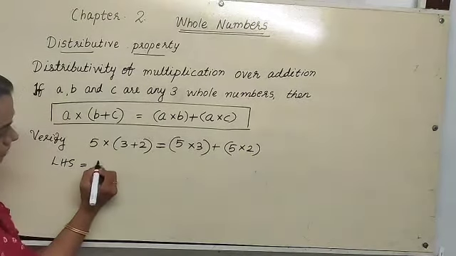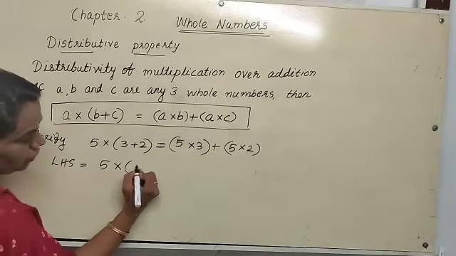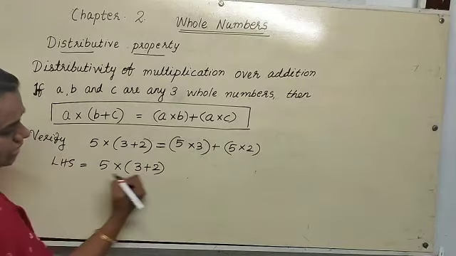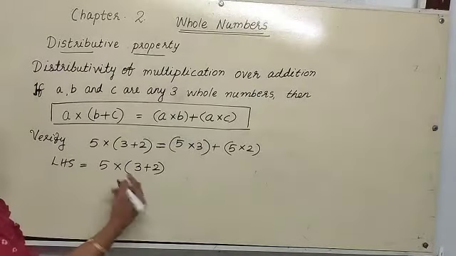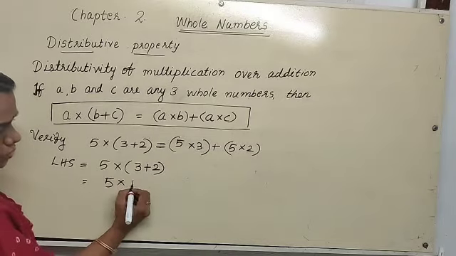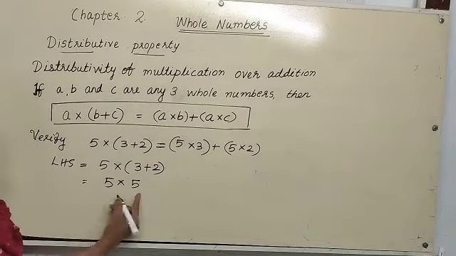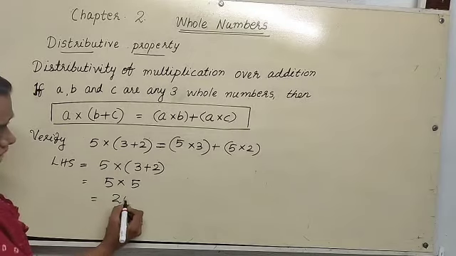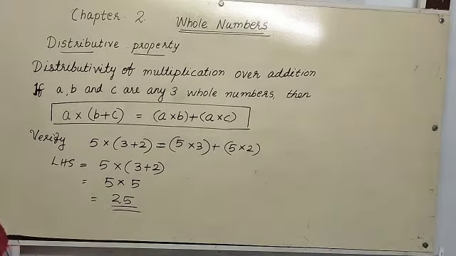On the left hand side, what is here? 5 into 3 plus 2. As I told you, we should simplify the bracket first. 5 into, what is 3 plus 2? 3 plus 2 we get 5. So what is 5 into 5? 5 into 5 we get the answer 25.